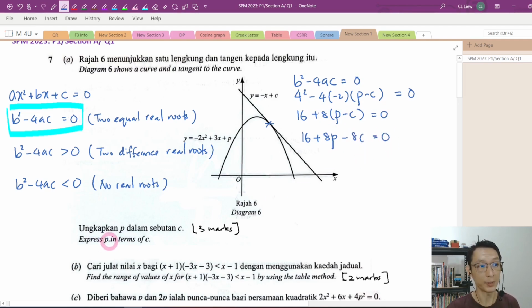Okay, we want to express p in terms of c. It means that p will be the subject. 8p will equal to 8c minus 16. That means divide the whole equation by 8. Then I will get p is equal to c minus 2. Okay, this is the answer for part A.